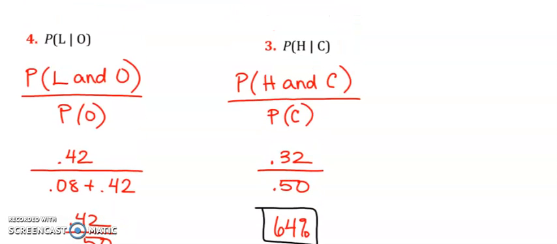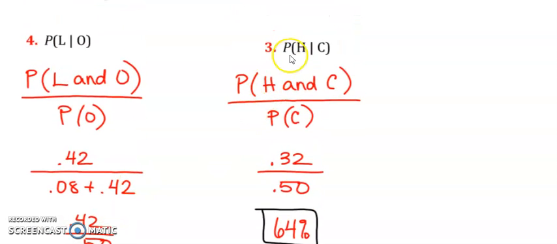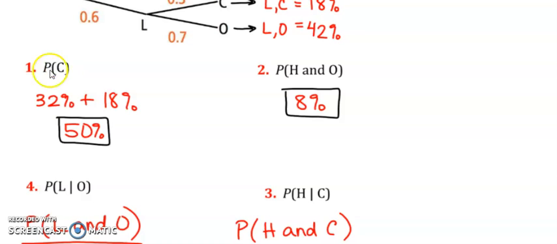Next, what is the probability of heavy snowfall given that schools are closed? So again, I'm going to do the probability of both things happening divided by the probability of just the conditional probability I'm working under, in this case, school closure. Well, we've already discussed that the probability of school being closed is 50, so we already know that.